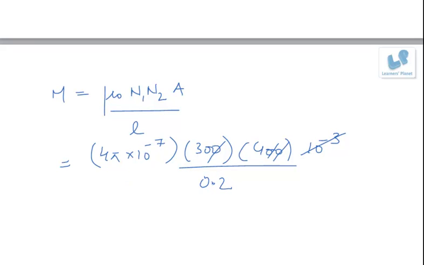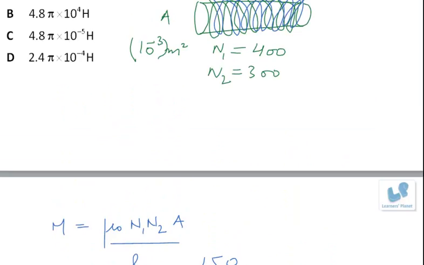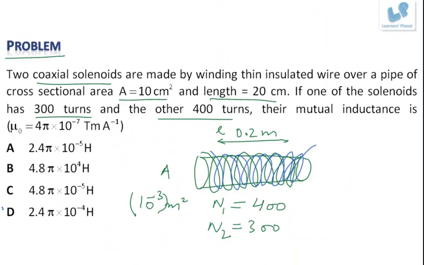Now this will cancel out, and if we take this up, this will become 150. So 400 into 150 is, 4 into 150 is 600. So 4 pi into 600 into 10 to the power minus 7. So if we calculate this, we will get 2.4 pi into 10 to the power minus 4 Henry as the answer. So option D is the correct one. This was a very simple problem.